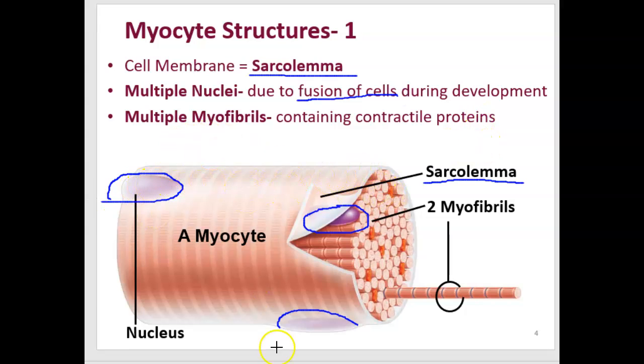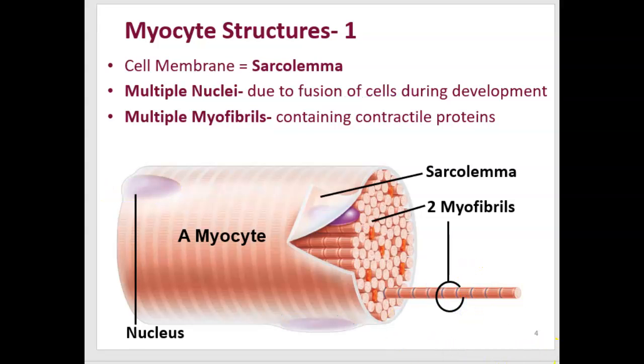Now, within the cytoplasm of a myocyte, there are myofibrils, which are groups of contractile proteins. So I have one myofibril pulled out of this cell, and you can already see a striated sort of pattern here. Each one of those subunits is called a sarcomere, which we will come back to later.